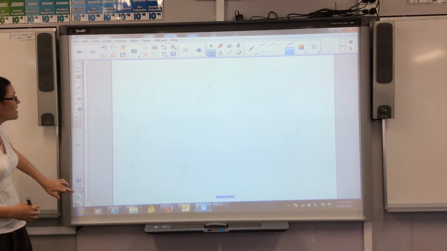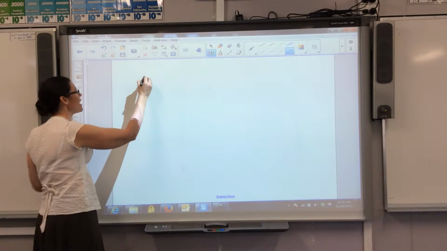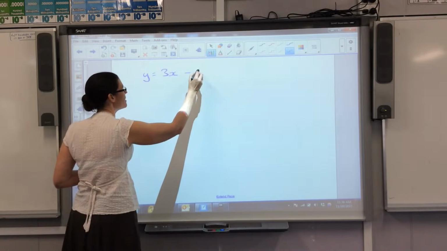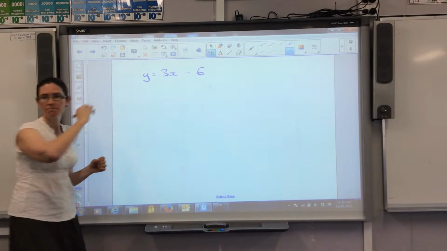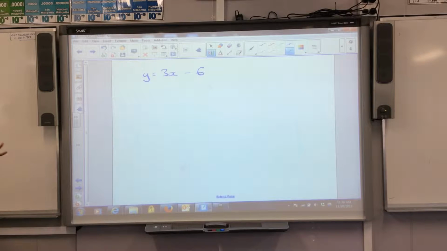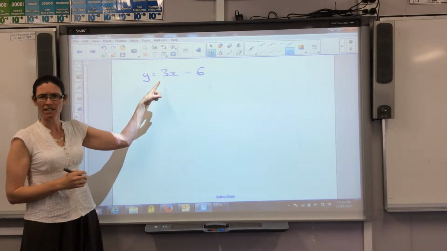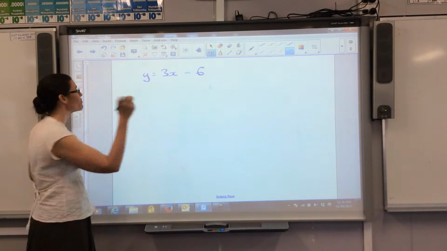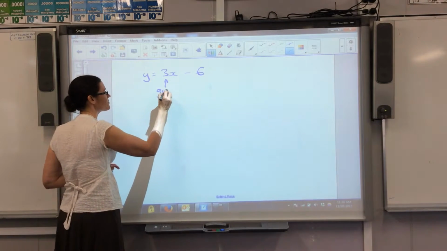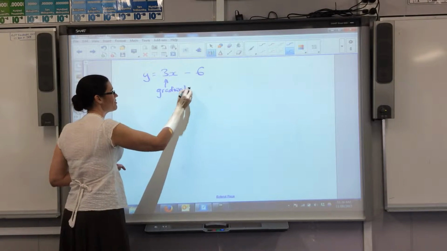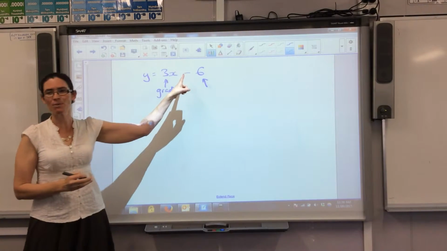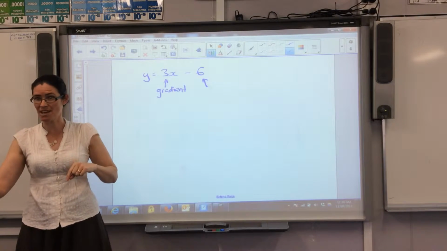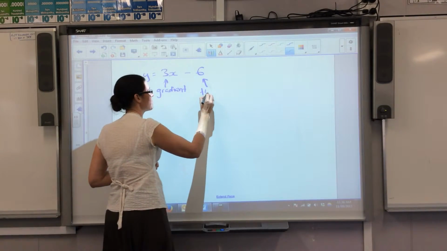So if I had an equation that said y equals 3x minus 6, okay? Just an aside, looking at that, who remembers what the 3 represents? The gradient. And what's this one? The y-intercept. Okay?